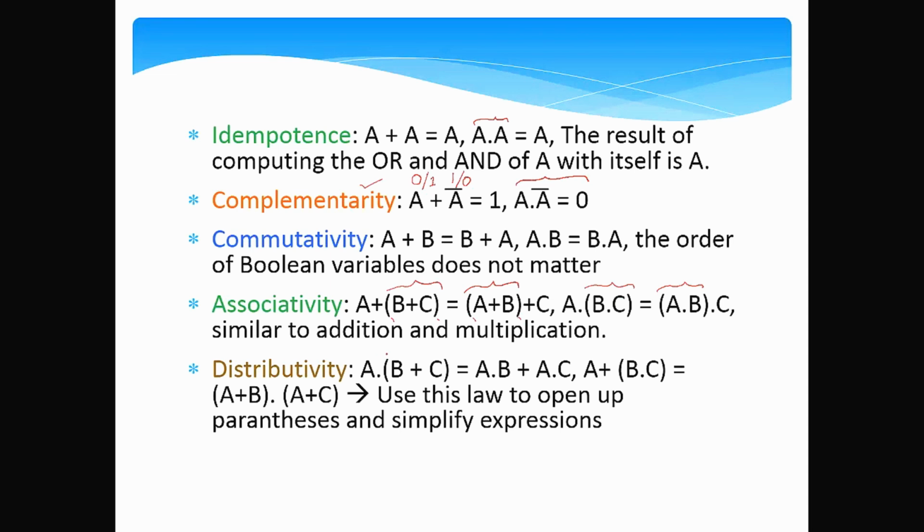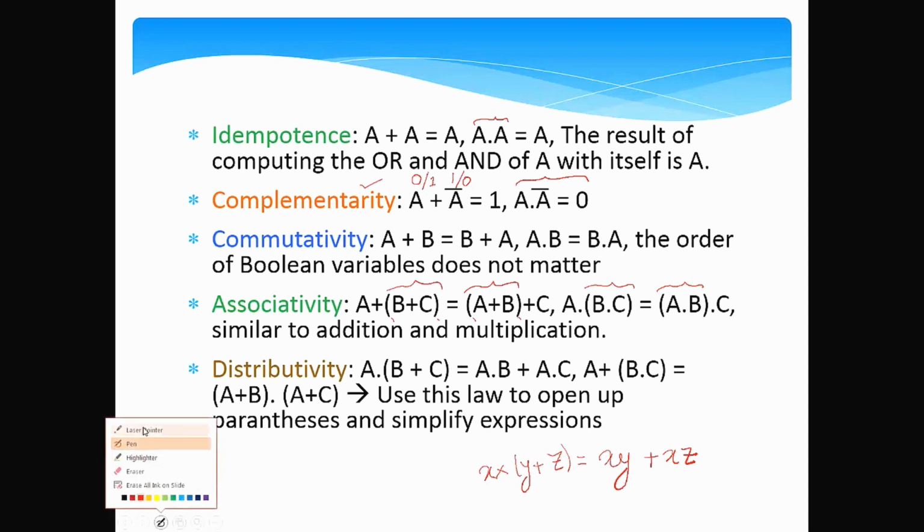Then we have distributivity. What this means is similar to what we have in regular arithmetic, like x multiplied with (y plus z) is equal to x multiplied by y plus xz. So this is the law of distributivity that we get to see in regular math. Exactly the same thing holds for Boolean algebra as well. So what we see over here is that A and (B or C) is exactly the same as (A and B) or (A and C).